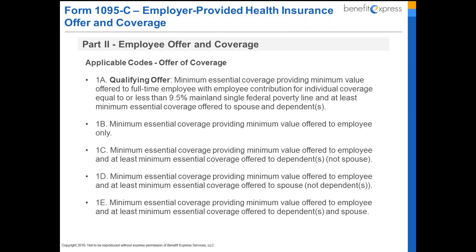Now, the most common question I get in this area is: suppose you have a single individual and you only offer to him because he has no family. What code do you use? You still use 1E, because if he was married, you would offer to the entire family, but he's not married. Your general offer, if he has a family, is to the entire family. Then even though that person is single, you still use 1E.